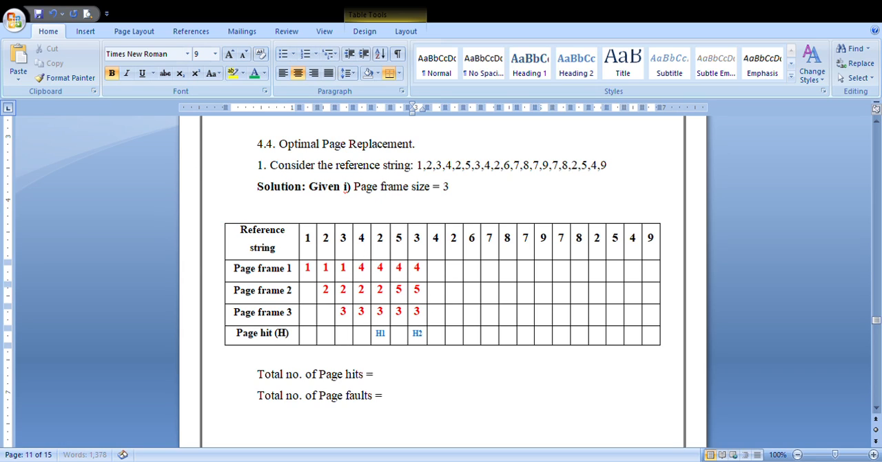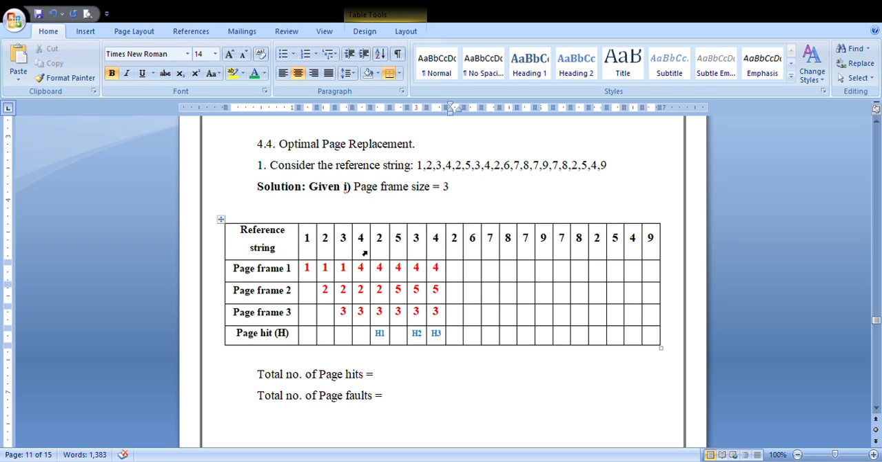This is page 2. Next is 4. 4 is already present in the page frame, so keep it as it is. This is page 3. Next is 2. Now you need to replace in the page frame. Now you need to replace the oldest one.